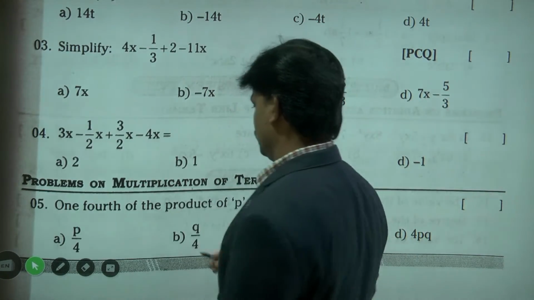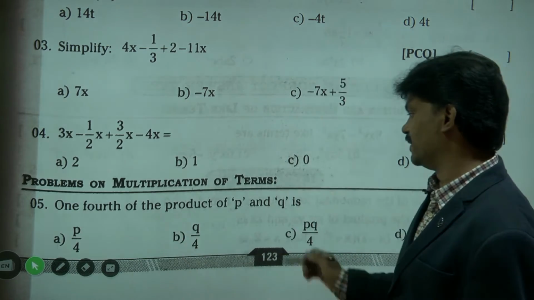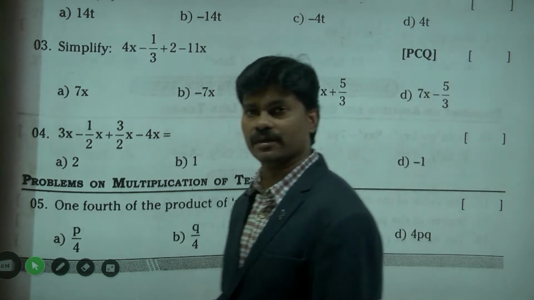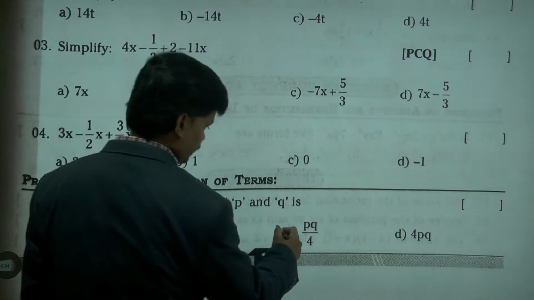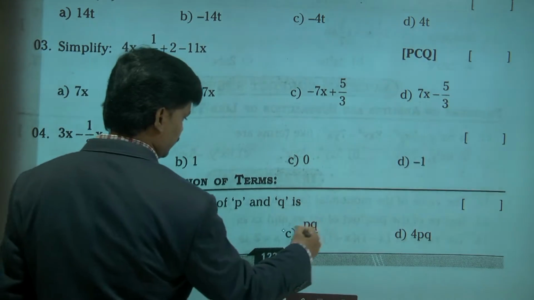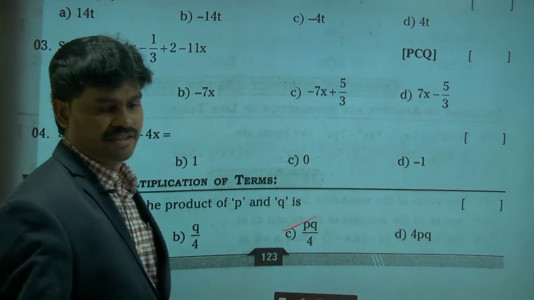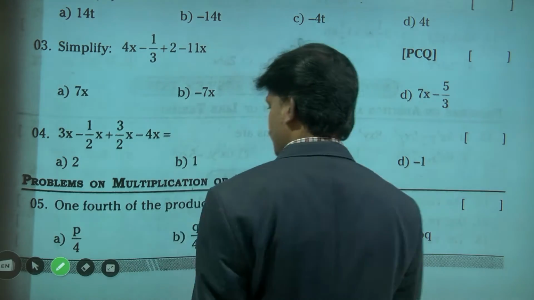Fifth one. 1/4 of the product of P and Q. Just read the question. PQ by 4. Answer is PQ by 4. So likewise we will do. Let's go for the next sum.